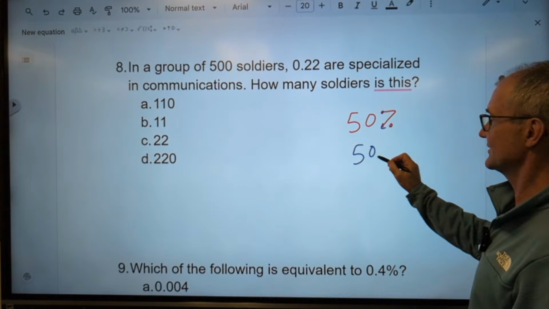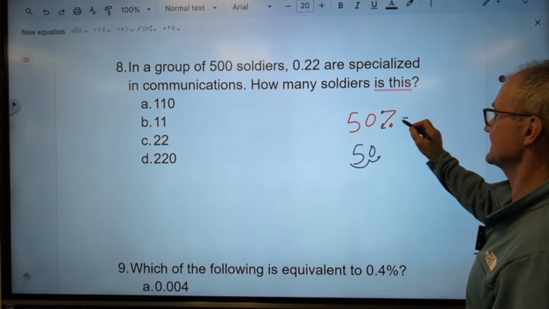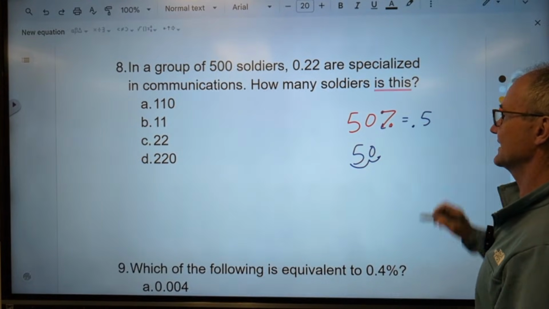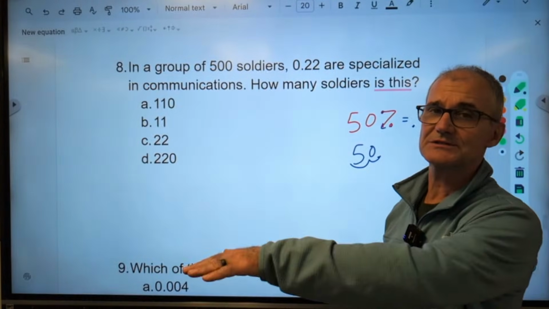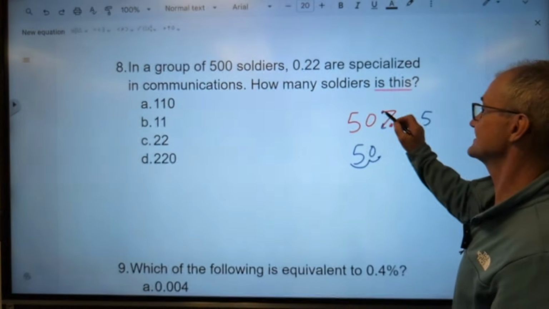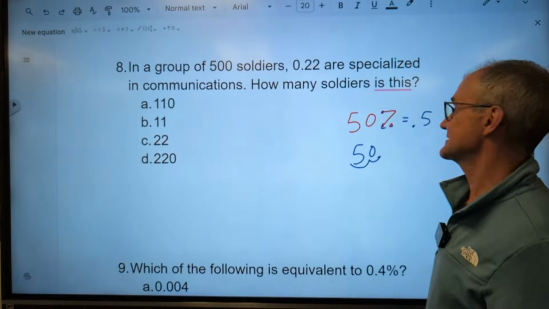I got to go this way to go over 1, 2. So 50% is the equivalent of 0.5. That's what I was doing with the arrow. That's just my way of remembering which way to push the decimal point. And then these 2 little dots remind me that I need to push it that way 2 places.